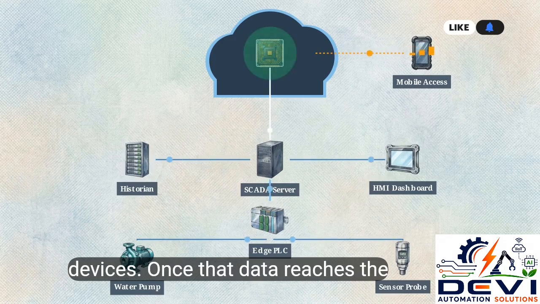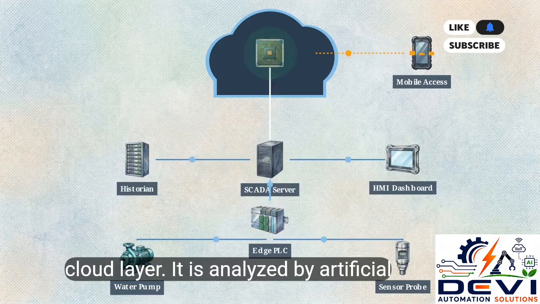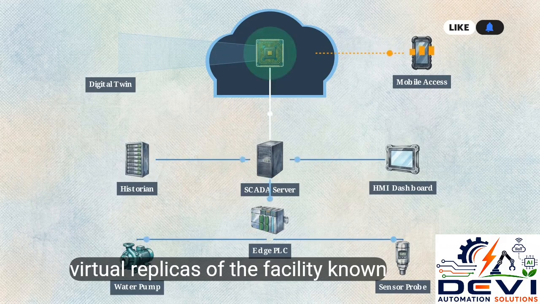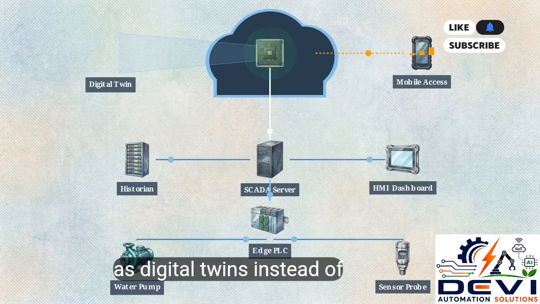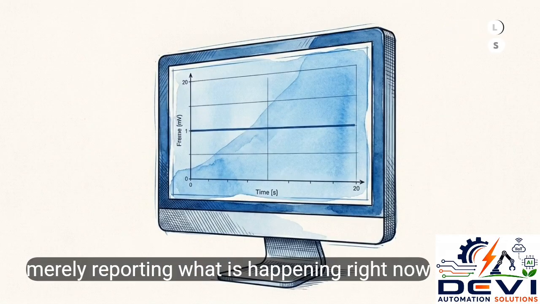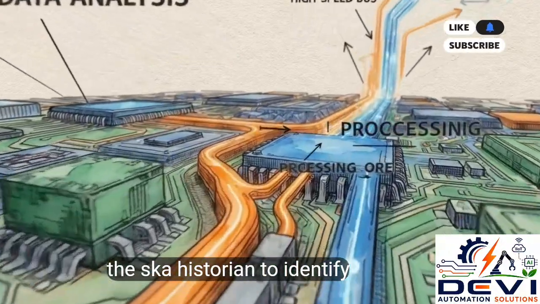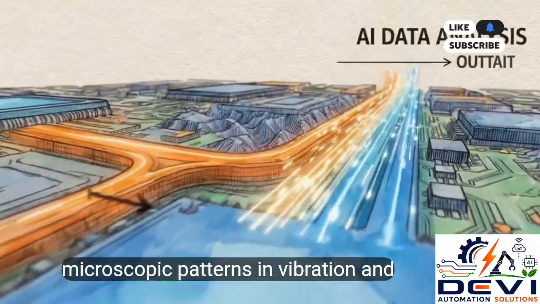Once that data reaches the cloud layer, it is analyzed by artificial intelligence and used to map exact virtual replicas of the facility, known as digital twins. Instead of merely reporting what is happening right now, AI reads the massive datasets stored in the SCADA historian to identify microscopic patterns in vibration and temperature.